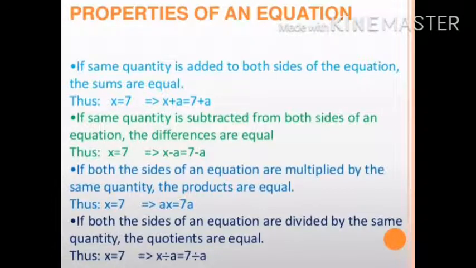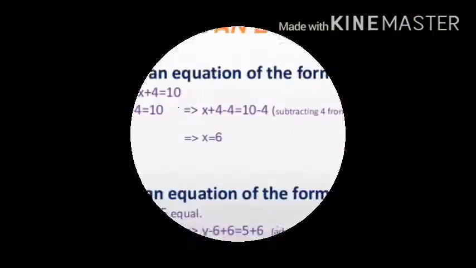If both the sides of an equation are multiplied by the same quantity, the products are equal. Thus, x is equal to 7 implies ax is equal to 7a. If both the sides of an equation are divided by the same quantity, the quotients are equal. X is equal to 7, x divided by a is equal to 7 divided by a, or 7 upon a.